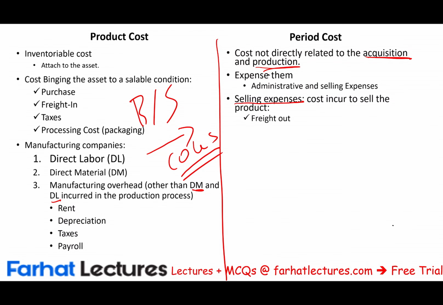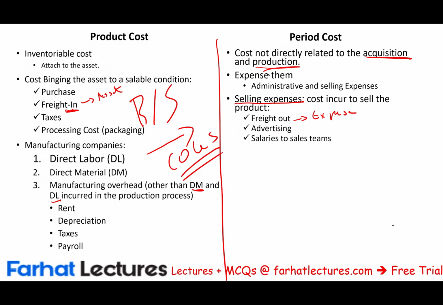We have something called freight out. And remember, every time I mention freight in, I tell you freight out is treated differently. Freight in is an asset because to buy the product, it becomes part of the product. Freight out is an expense. To sell the product, you have to incur a freight out, a transportation expense. Advertising: when you want to sell the product, you might have to advertise it. Advertising is a selling expense and it's a period cost. It gets expensed.